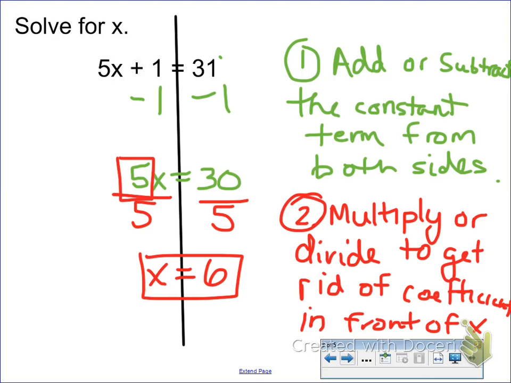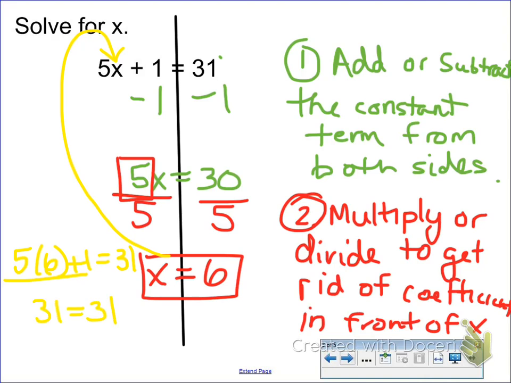Now, when you finish your answer, you always want to box it to make sure that you have it as your final answer. But the nice thing about equations is that you can substitute that value back up into the top to see if it balances your equation, which is what we want when we have an equation. So 5 times 6 plus 1 is equal to 31. If I put that in my calculator, what I just underlined, I will get 31 equals 31. Now the equation is balanced and I know that I have the correct answer.